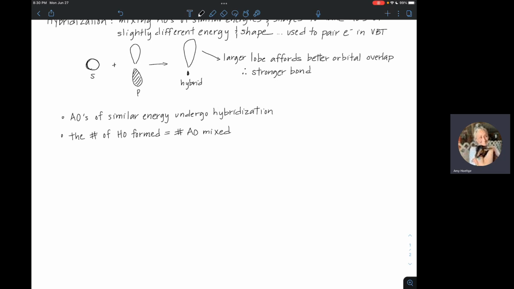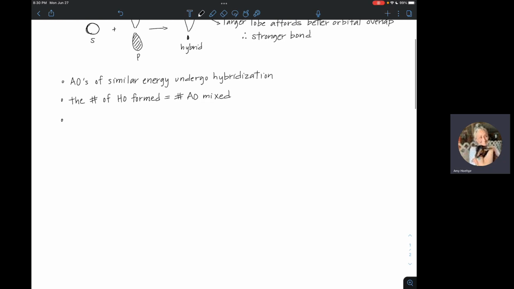form. So it's kind of just like with molecular orbital theory when you're making your molecular orbitals and you're doing a linear combination of atomic orbitals, you're going to get the same number of hybrid orbitals, or in other words, molecular orbitals, that are formed. So if you're remembering MO theory at all, it's similar.